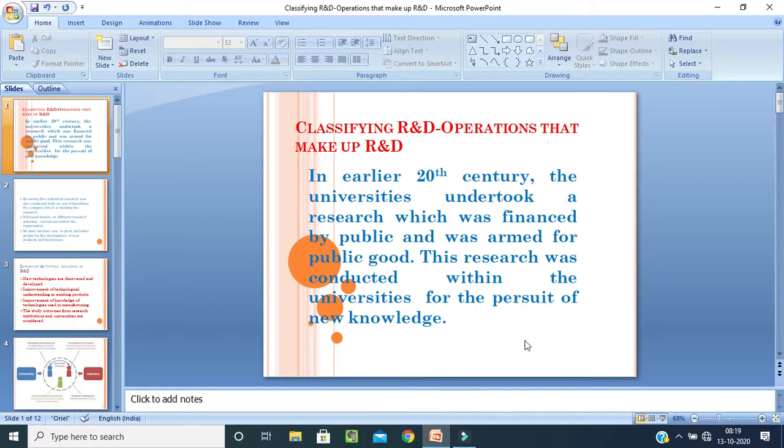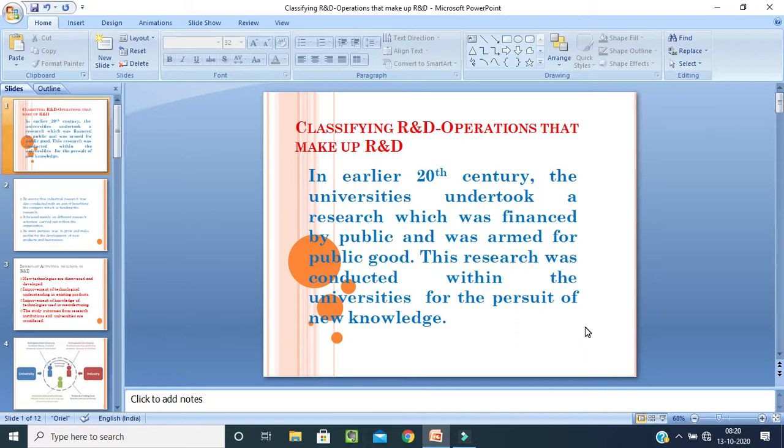Today, we are going to start with our new class on the innovation management subject. The topic is classifying R&D operations that make up R&D. That means how R&D takes place and how to classify it, and what the operations are that make up R&D. So we are going to learn those things.